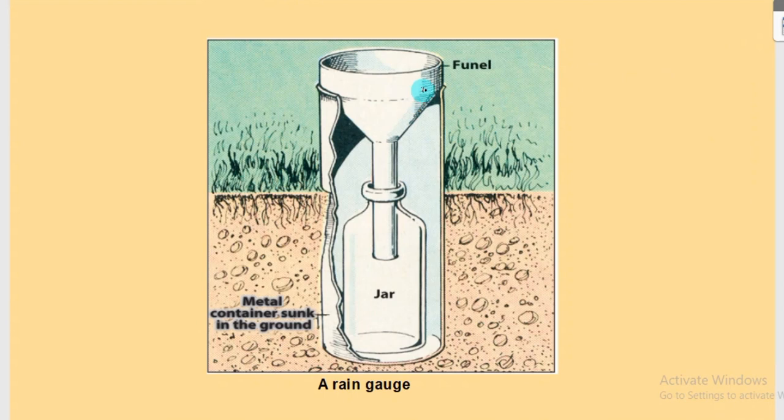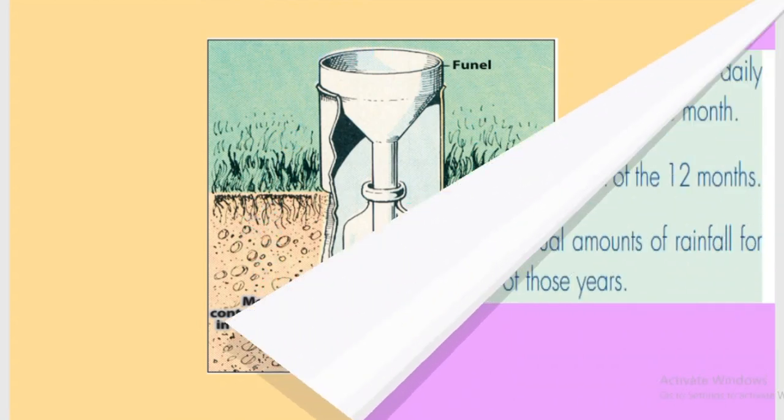This is a rain gauge. It is an instrument used to measure rainfall, and it has a panel, and here it has a jar, and this is a metal container sunk in the ground, and by using this instrument we can measure the amount of rainfall.